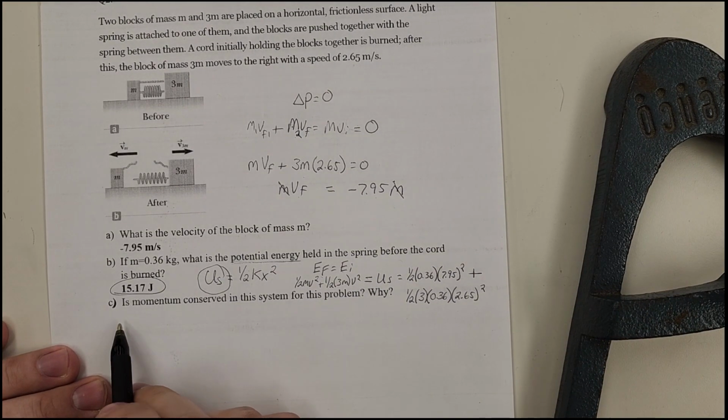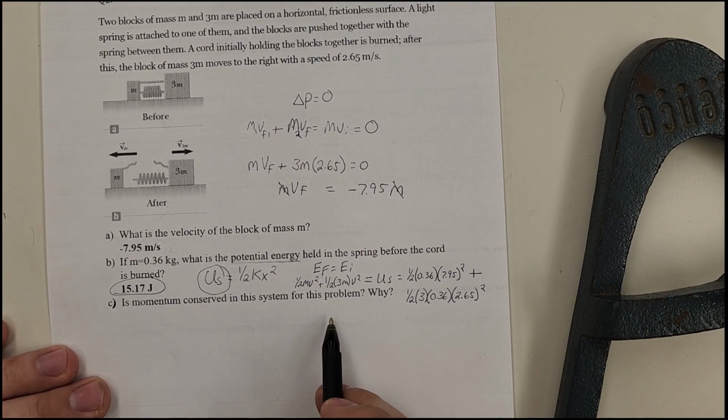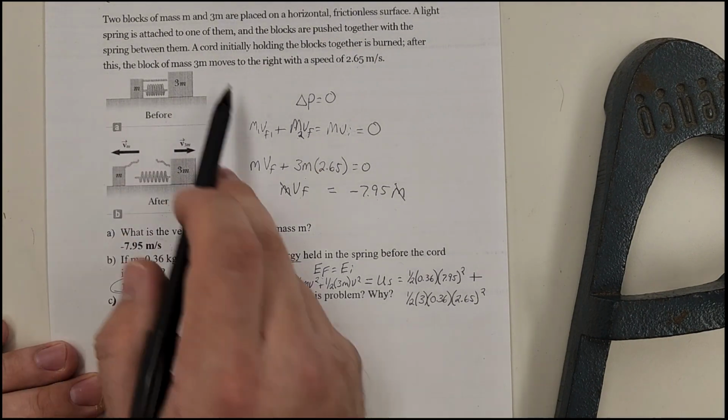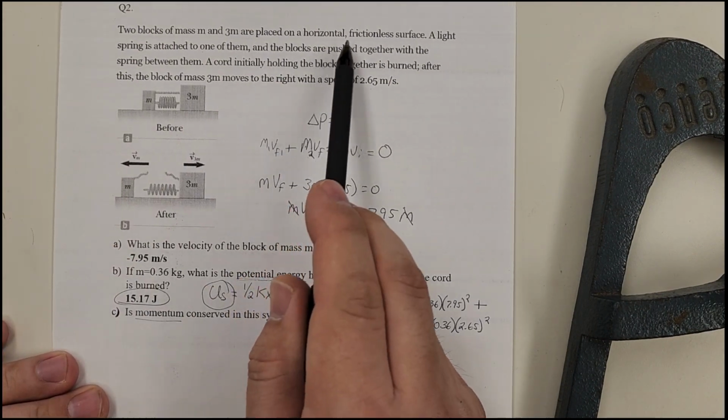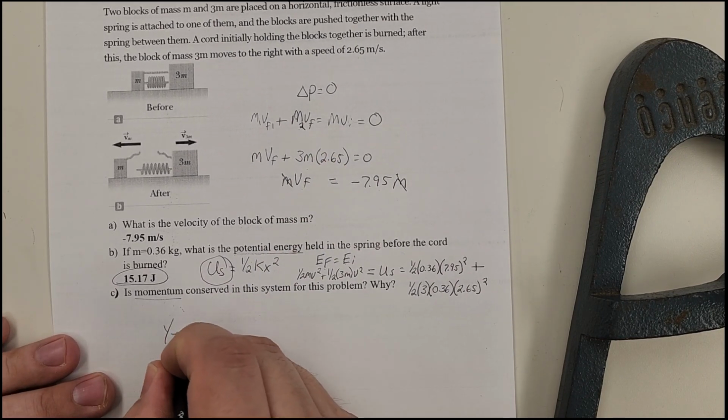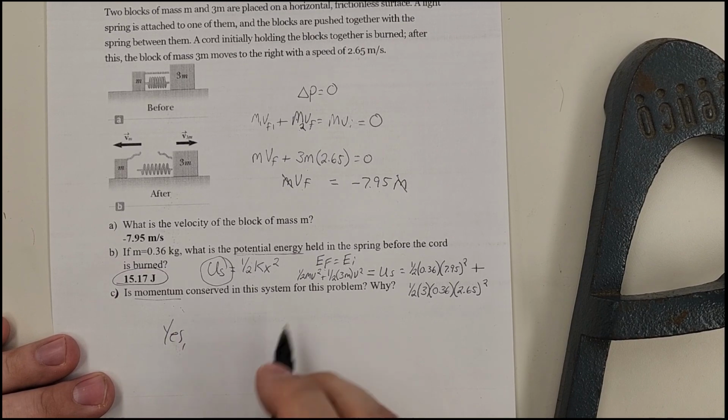All right, so the last question is, is momentum conserved in the system or not? Well, momentum has to be conserved in this. There's no outside forces that are happening, especially because it says it's frictionless. Momentum in here has to be conserved. So yes, momentum is conserved.